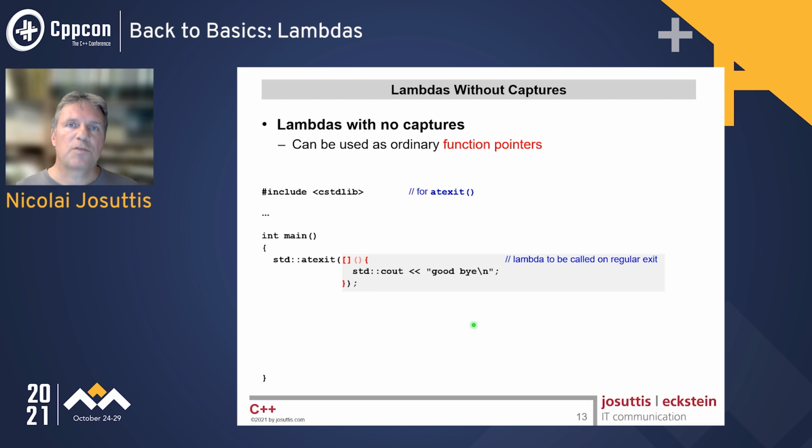So the first thing is, if your lambda has no captures, that is, it has nothing in the brackets here, we will talk about that in a moment, then it can be used as an ordinary function pointer. You can even pass it to a C function expecting a function pointer. So you can see it here: there is a standard C function called atexit. You can register a function taking no argument, returning void, to do something whenever the program exits. You can pass a lambda there. In that case, you don't even have to pass any parentheses at all. So you could directly, after the two square brackets, continue with the opening curly brace.